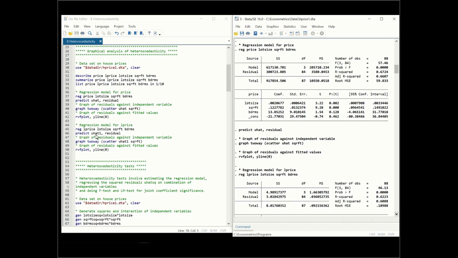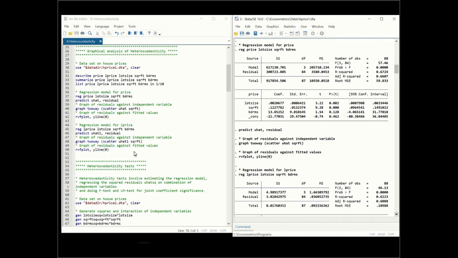So if we regress the log of price on the 3 independent variables, I would call this residual u hat 1. So comma residuals, meaning pick up this residual. And then we would have the graph of residuals against the independent variables. So here we would be graphing a twoway scatter diagram of the residual against the square footage. Again, I picked up this variable. And then we would be plotting the residuals against the fitted values from this regression here. So rvfplot comma yline 0 would be plotting these residuals against the fitted values.